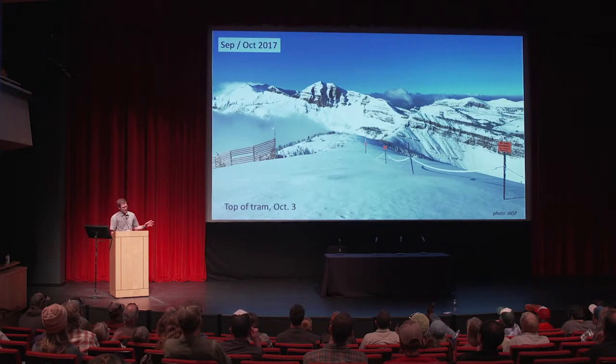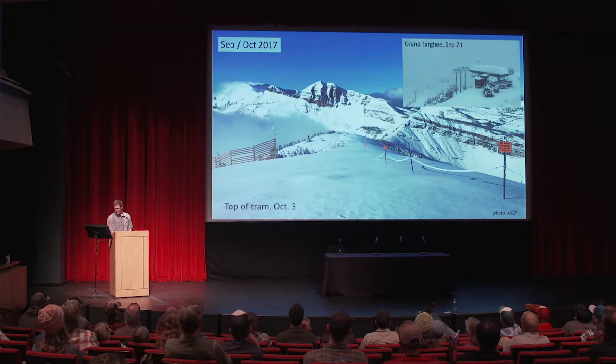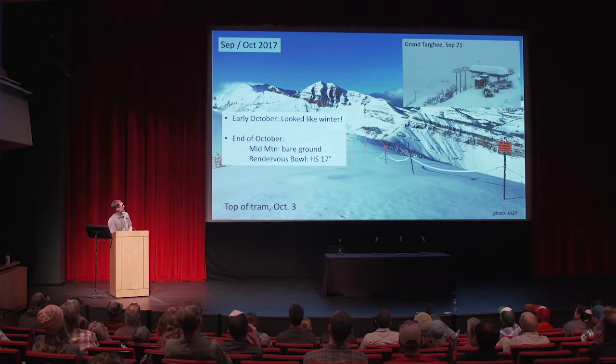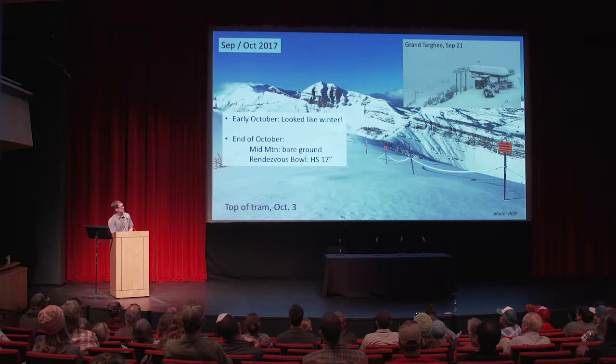So just starting the beginning of the season, it was really different than this year. We had these giant wildfires near Bondurant. Things were very dry in September. Last year, we had a ton of snow in September, and this is what it looked like in October. Grand Targhee was looking like midwinter in September, so it was really amazing. But moving into November, when we were forming these weak layers, mid-mountain was actually at bare ground by October, and Rendezvous Bowl had 17 inches on the ground.